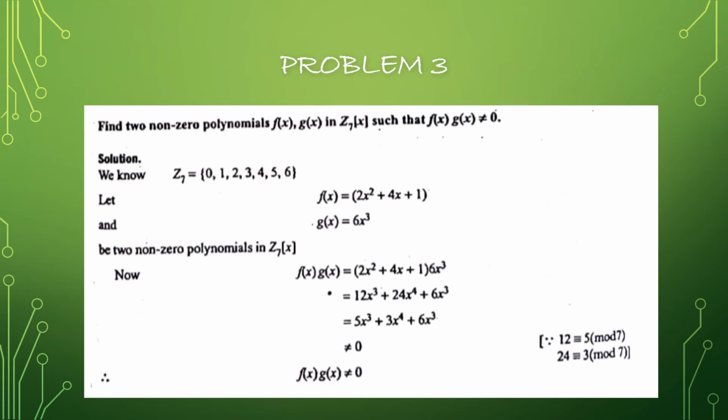So I write the remainder here. What is 24? 24 is 21 and the remainder is 3. 6 is short of 7. So I'm just writing it as 6x cube.